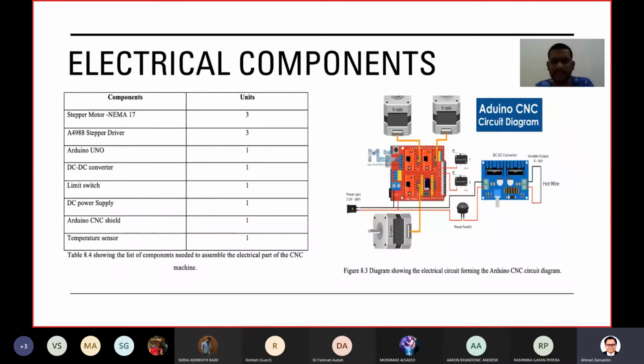This is the electrical component. Based on the component, we need a stepper motor, NEMA 17, A4988 stepper driver, Arduino, DC-DC converter, limit switch, DC power supply, Arduino CNC shield, which will turn the Arduino into a CNC controller, and the temperature sensor. And this is the circuit that we use for what we want to build, and this circuit is a model based on Tinkercad.